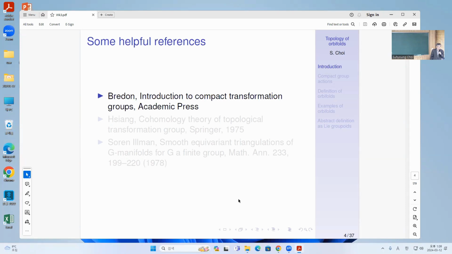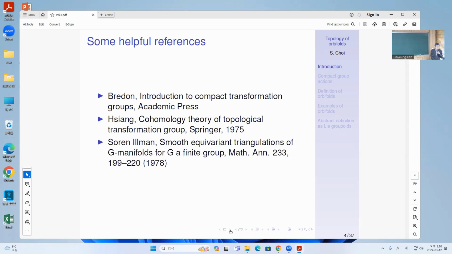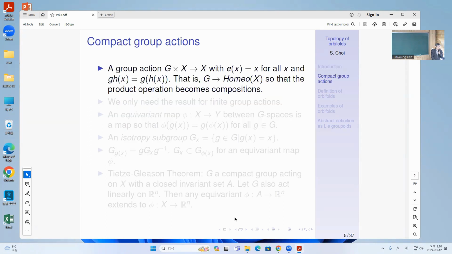So again, the reference is Bredon, Introduction to Compact Transformation Groups. This is a Springer book. I wrote academic, but you can download it. And then Chang has this book, Homology Theory of Topological Transformation Groups. And Illman wrote the first smooth equivariant triangulation of a G-manifold for G a finite group. Okay, so those are some references.